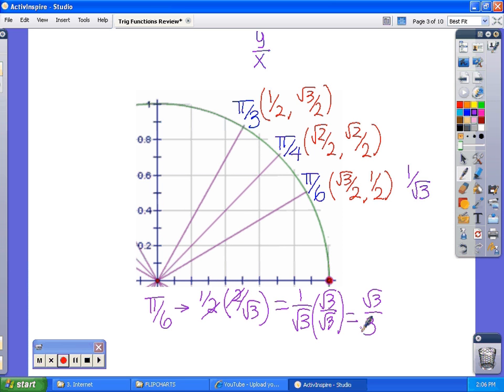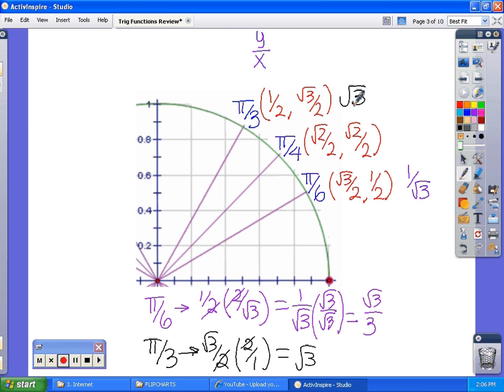Pi over 3 would be using the y value of root 3 over 2. Divided by 1/2 is multiplying by 2 over 1. And you get just root 3. And root 2 over 2 divided by root 2 over 2 is 1.